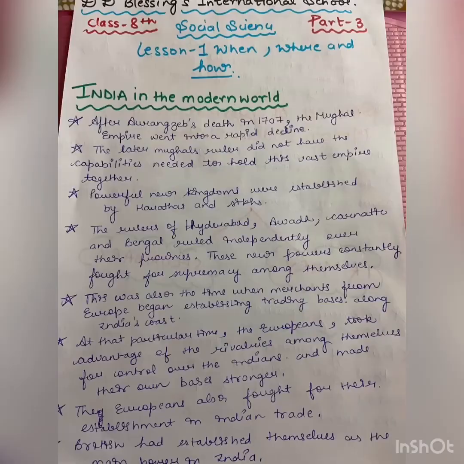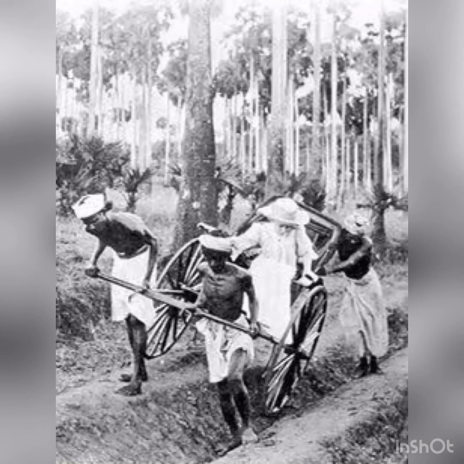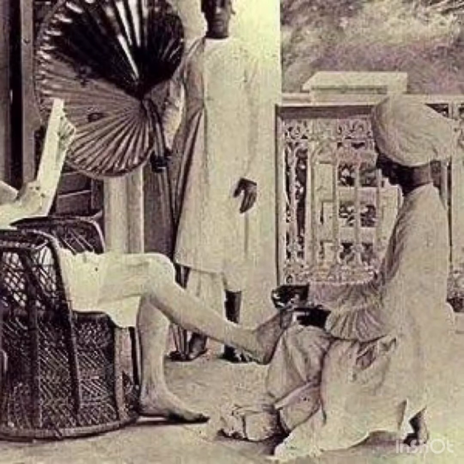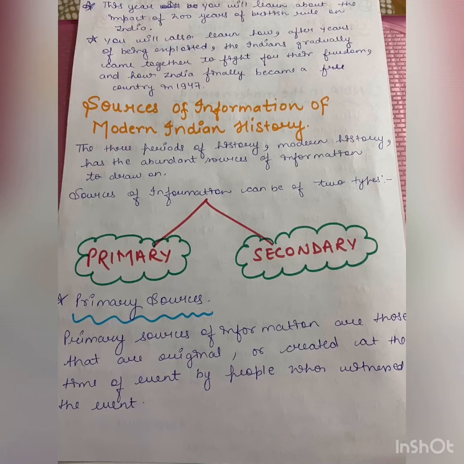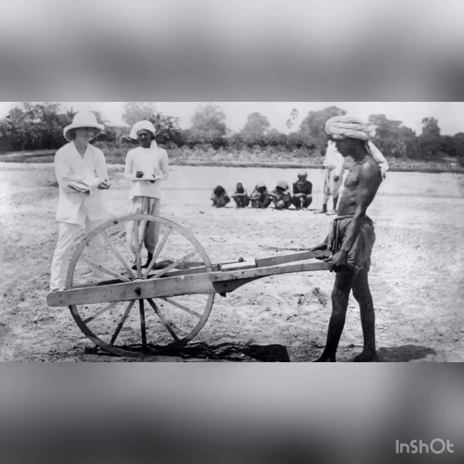The British had established themselves as the main power in India. This year, you will learn about the impact of 200 years of British rule on India. You will also learn how, after years of being exploited, the Indians gradually came together. They fought for everything. They got freedom, and India finally became a free country in 1947.